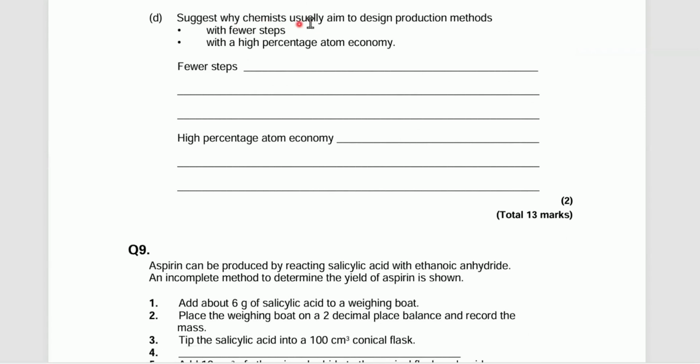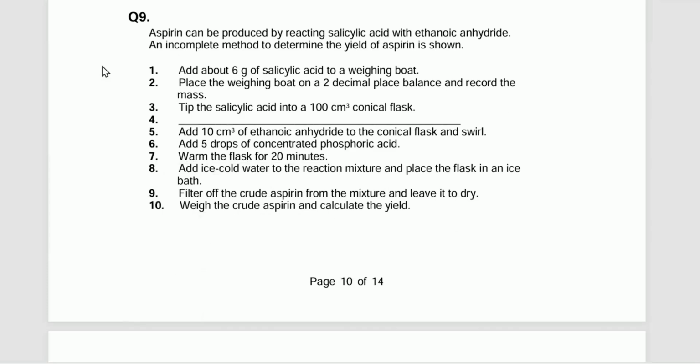Right. This suggests why chemists usually aim to design production methods with fewer steps and a higher percentage atom economy. Basically, if you have fewer steps, you're going to save energy and you'll increase the yield. Remember, each step in a chemical reaction involves the yield getting less because you're going to leave some powder behind. You're going to get some reactants not fully reacting and all of that kind of stuff. And high percentage atom economy means you probably have fewer wasted products and more useful products.